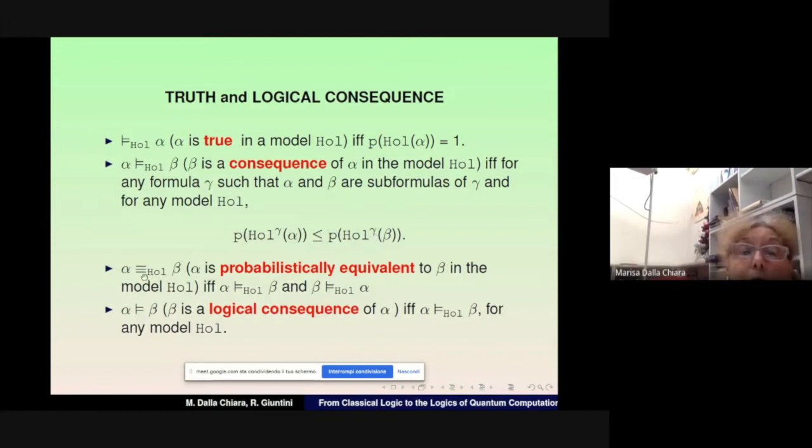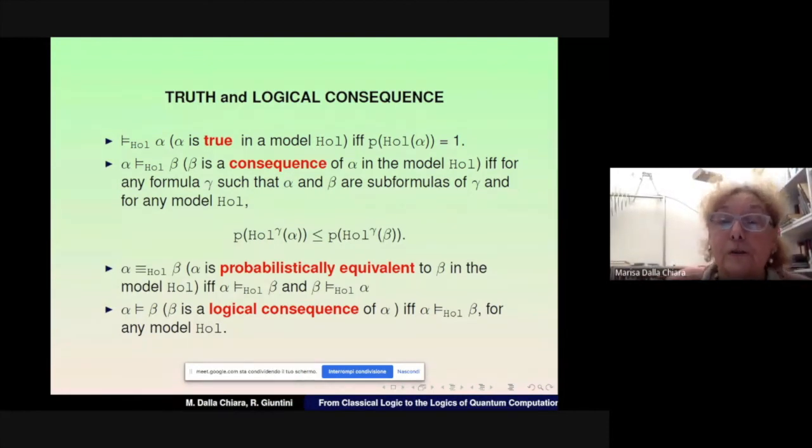And then we say that beta and alpha are probabilistically equivalent in the model whole when beta is a consequence of alpha in the model whole and vice versa. And finally, we arrive at a concept of logical consequence. We say that beta is a logical consequence of alpha if and only if beta is a consequence of alpha in any model whole. And now we have a concept of logical consequence.